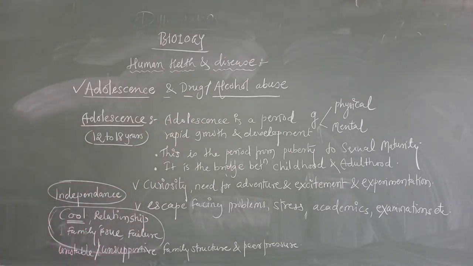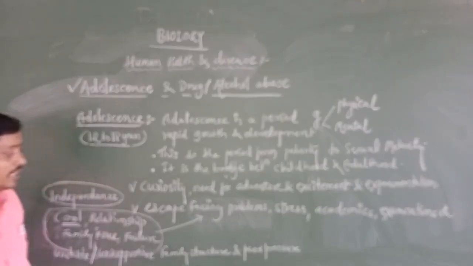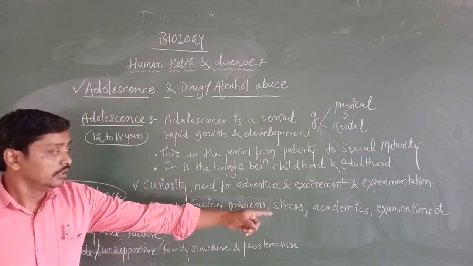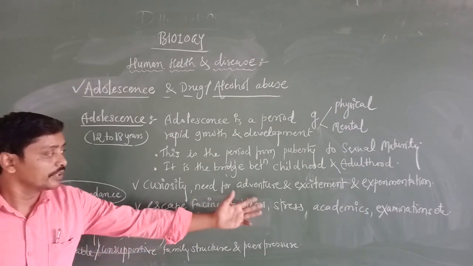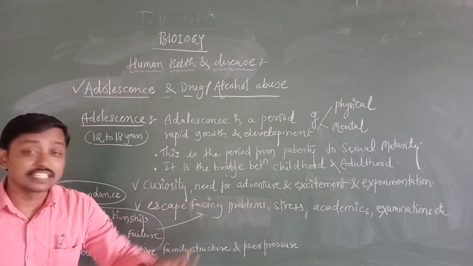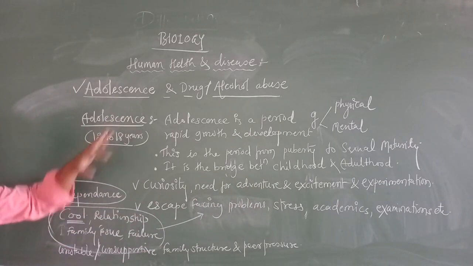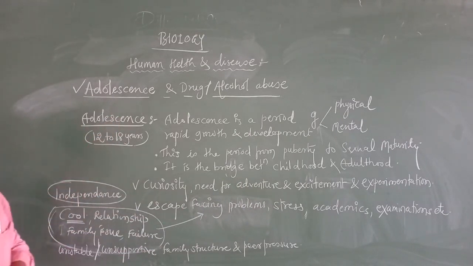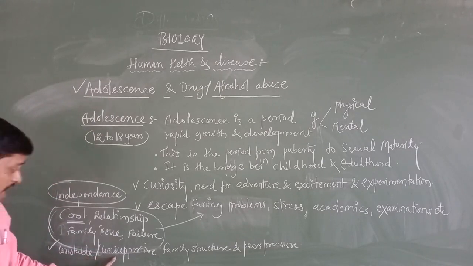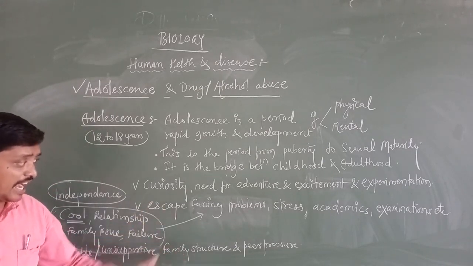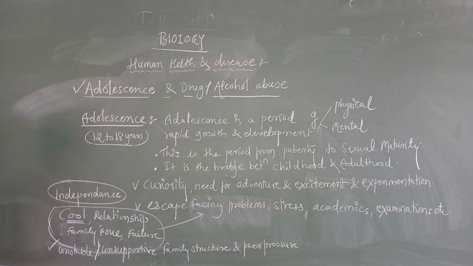Understood? Drug and alcohol abuse. Next one is failure, in the sense that failure is related to facing problems, facing stress, academic and examination failure. These all are the reasons or causes for drug and alcohol abuse in adolescents. Next, here I have written on the board: unstable or unsupportive family structure and peer pressure. Unsupportive and unstable family structure.